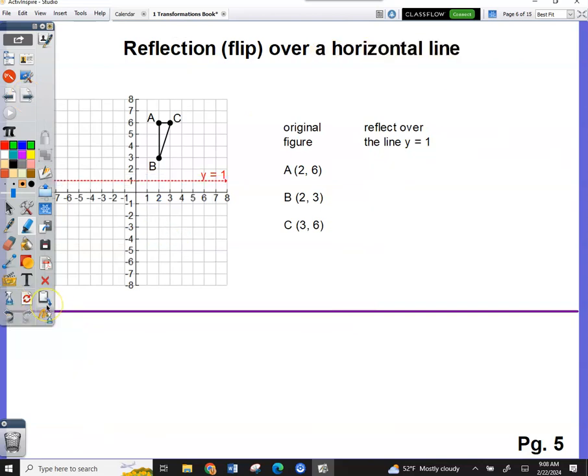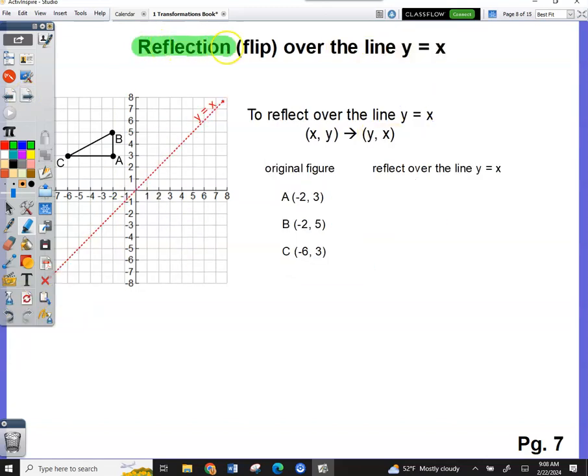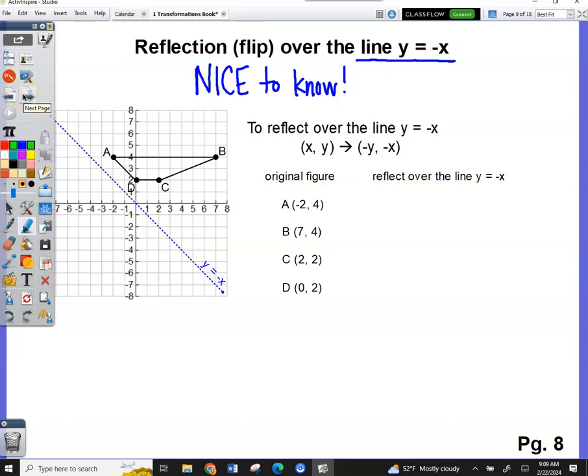Then we have a reflection over a random horizontal line. It's random, it can be anywhere. Then we have a reflection over a random vertical line. So that's 4. We have a reflection over the line y equals x, which is in the same place every time you graph it. And then there's a reflection over the line y equals negative x.